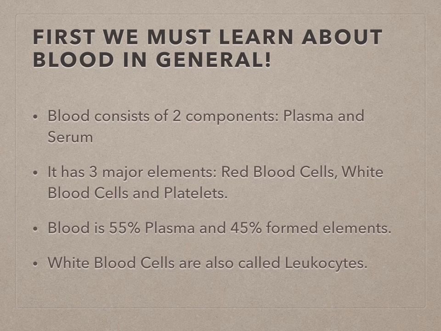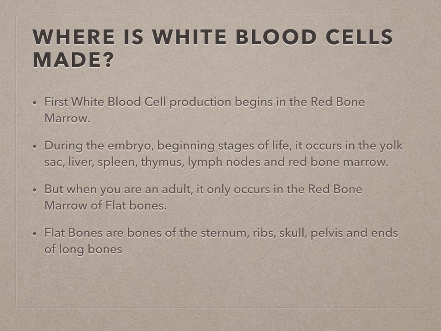First, in order to discuss white blood cell production, we have to cover and learn about blood in general. Blood consists of two components, plasma and serum. It has three major elements: red blood cells, white blood cells, and platelets. We will be going over the majority of white blood cells. Blood is 55% plasma and 45% formed elements. So formed elements can be white blood cells and whatnot. White blood cells are also known as leukocytes.